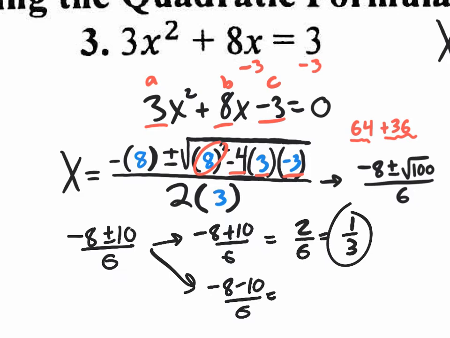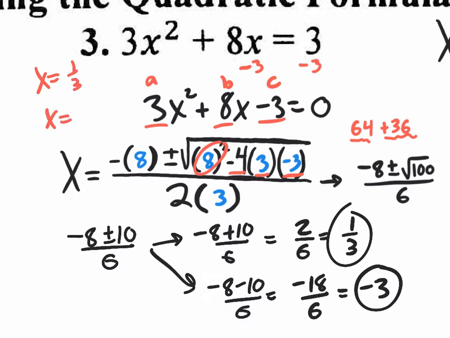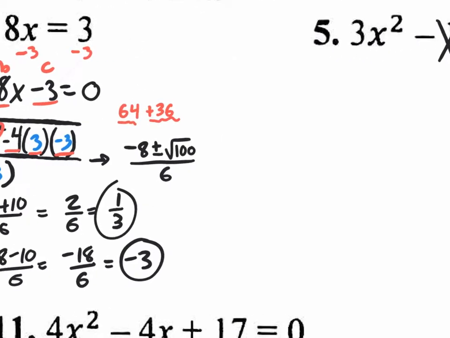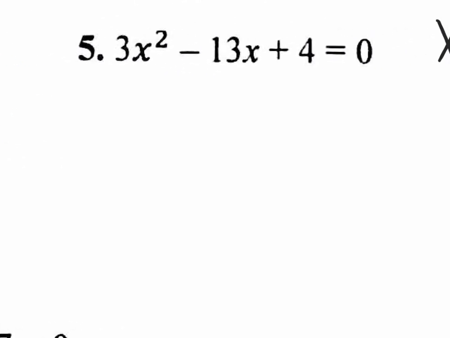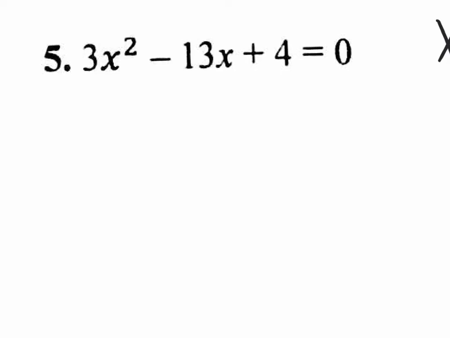And the other one, negative 8 minus 10, that's negative 18 divided by 6. That's going to be negative 3 as your other answer. So your two answers to number 3: x equals 1/3 and x equals negative 3. Those are your answers right there. Very easy to use the quadratic formula, right? So we need to start using the quadratic formula. Again, the only time I would not use it is if I see a way easier method, right?